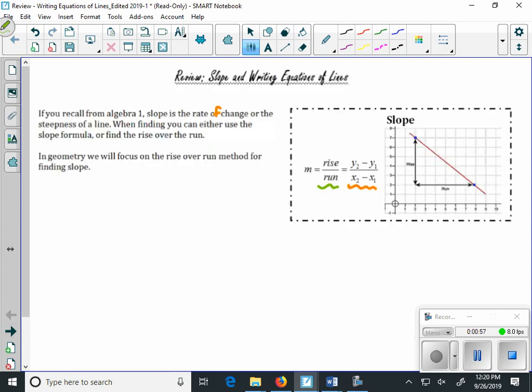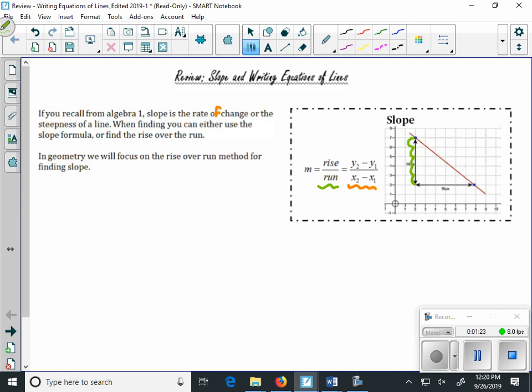So again, rise over run. Your rise is your vertical movement. Your run is your horizontal movement. It doesn't matter if you count up first or down first. I generally like to count up. But here, our rise again is our vertical movement. So if we count our rise, what is our rise?